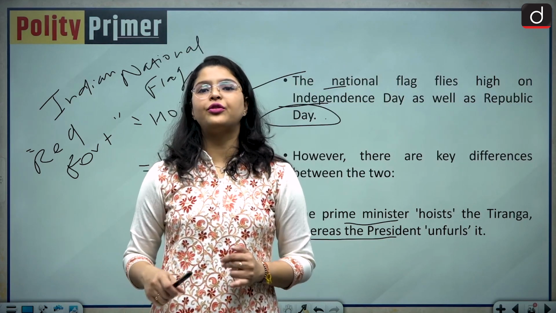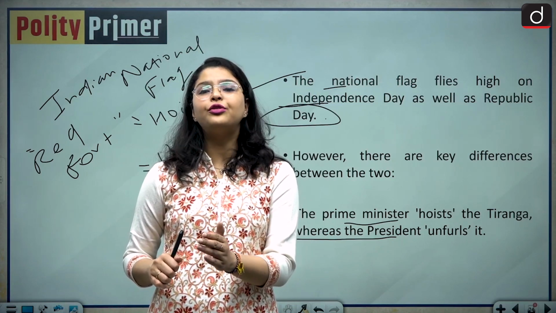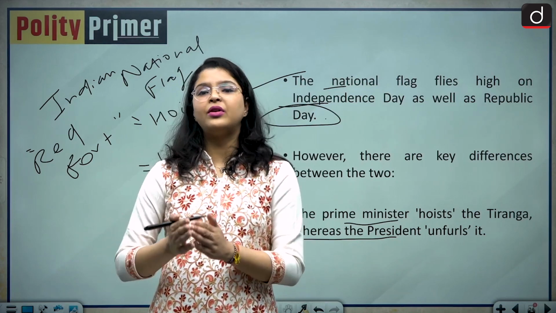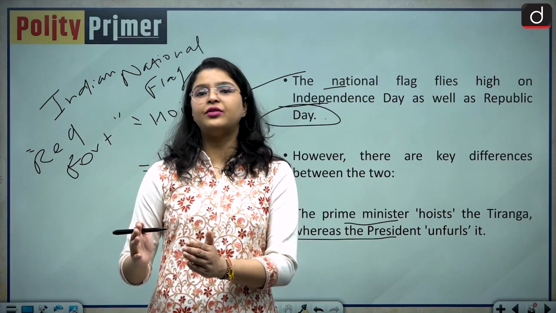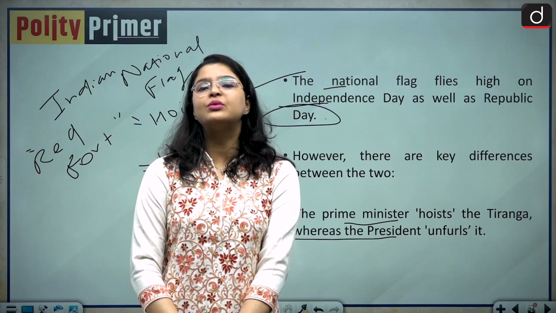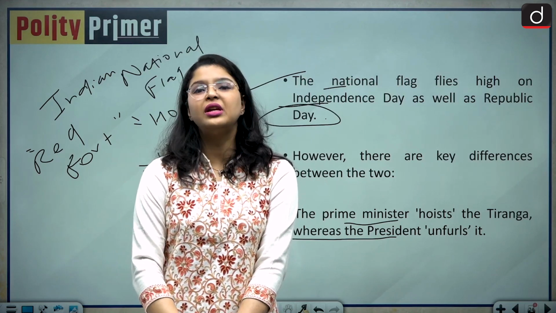And the places are also different. The Prime Minister hoists the Indian national flag at the Red Fort. However, the President unfurls it at the Rashtrapati Bhavan around India Gate and the Kartavya Path. So I hope you have understood these key differences between hoisting the Indian national flag and unfurling the Indian national flag.